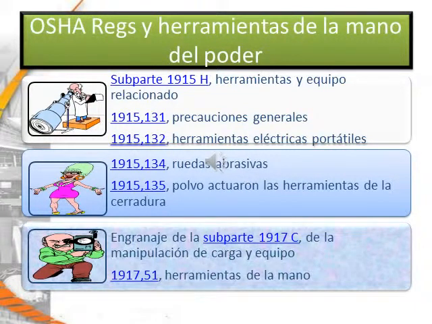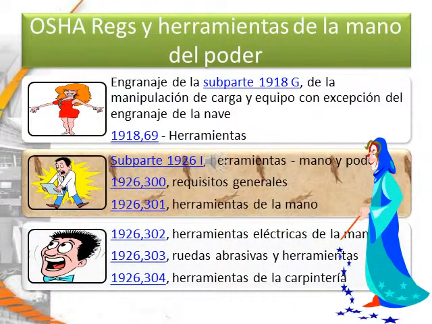1915 Subpart H covers tools and related equipment. .31 covers general precautions. 1915.132 covers portable electric tools. .134 covers abrasive wheels and .135 covers powder actuated fastening tools. 1917 Subpart C covers cargo handling gear and equipment, and .51 covers hand tools. 1918.69 covers tools.